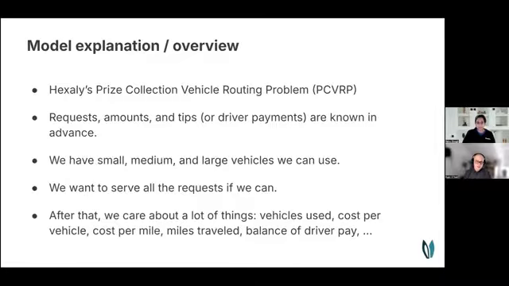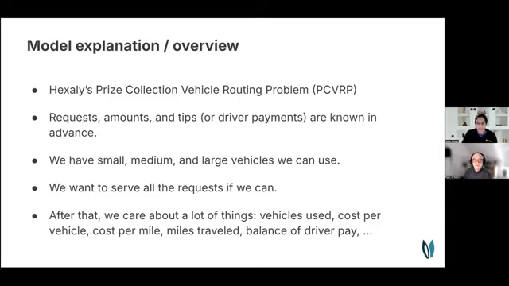In advance, we know things like the prizes, which are essentially tips or delivery fees. And we have the option to not service requests, but that could be expensive to us for one reason or another. And in terms of telling Hexaly what we want to solve for, there are lots of different options. And this is where it becomes realistic. We could try to optimize for the number of vehicles used first, or minimizing unserviced requests. We also care about things like balancing driver pay or cost per mile, et cetera. So that's the model that we'll be showing.